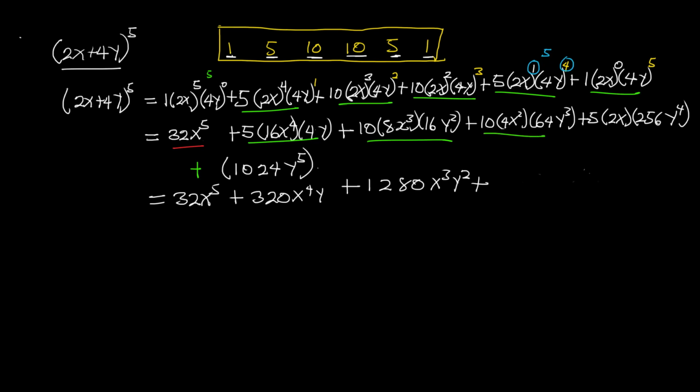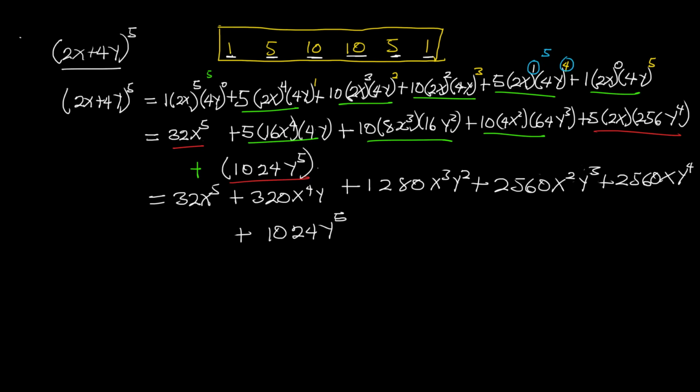We have 10 times 4 times 64, and that gives us 2560x squared y^3, plus the next term is this term here. That gives us 5 times 2 is 10 times 256 is 2560xy raised to the power 4, plus the last item, which is this term here, and that gives us 1024y^5. So in a nutshell, when we expand the binomial 2x plus 4y raised to the power 5, this is what we get with its accompanying coefficients.